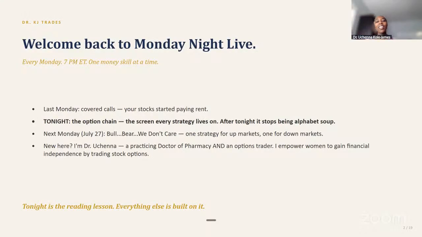Okay. Every Monday, I'm going to teach you a new money skill, something that can help you become a badass stock options trader like me. One money skill at a time. Last Monday, we talked about covered calls. Today, it's all about the stock options chain.